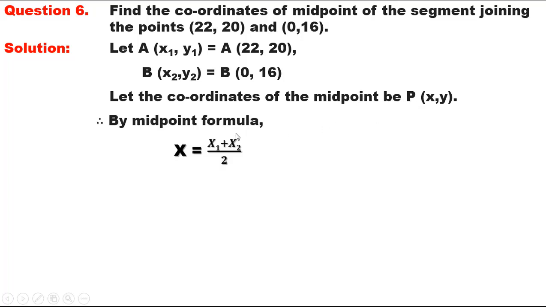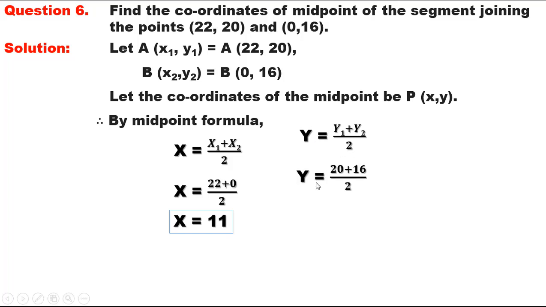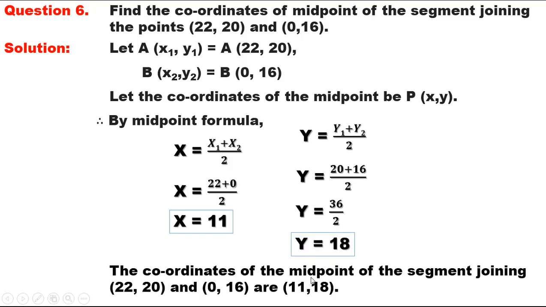By the midpoint formula, x = (x1 + x2) divided by 2, x = (22 + 0) divided by 2, x = 11. y = (y1 + y2) divided by 2, y = (20 + 16) divided by 2, y = 36 upon 2, therefore y = 18. The coordinates of the midpoint of the segment joining (22, 20) and (0, 16) are (11, 18).